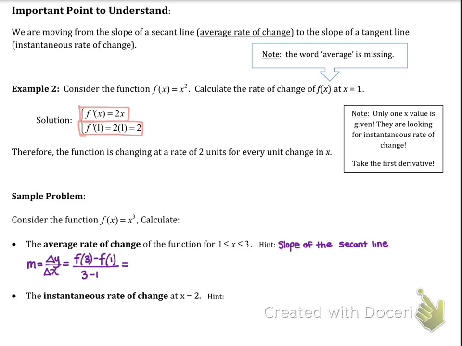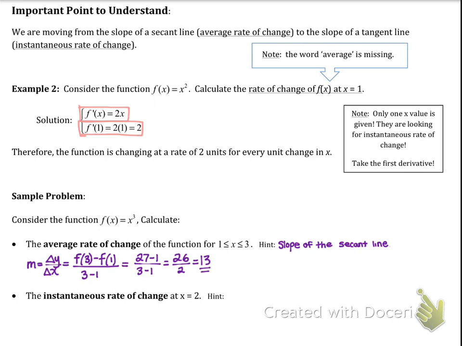So if I take 3 and 1 and I plug it into f, which is x to the third, I'm going to get 27 minus 1 over 3 minus 1, which gives me 26 over 2, which gives me 13. So that is the average rate of change between those two intervals for this function.